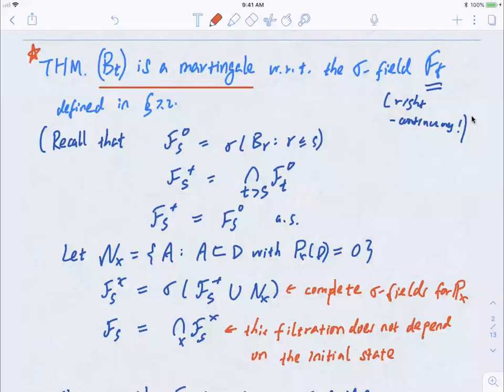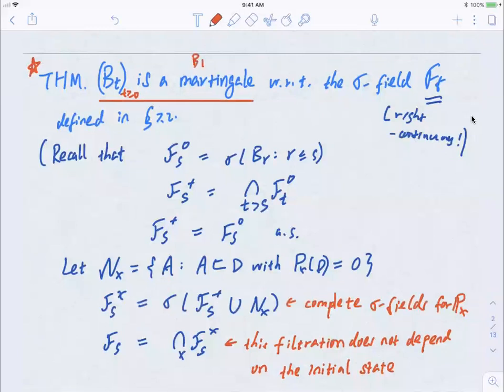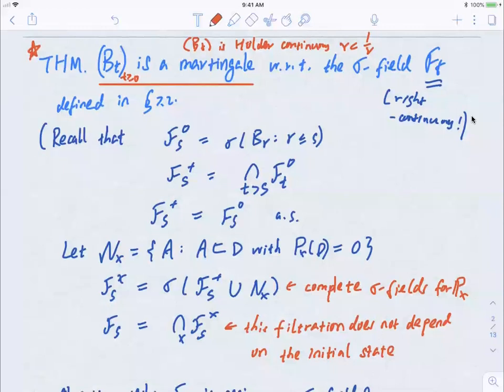So B_t is a Brownian motion. Of course, B_t is right continuous. B_t is actually Hölder continuous, for gamma less than 1/2. So what is the F_t here? What filtration is used here?